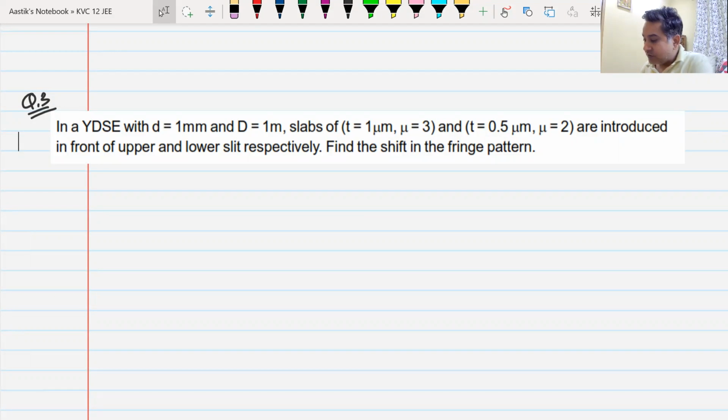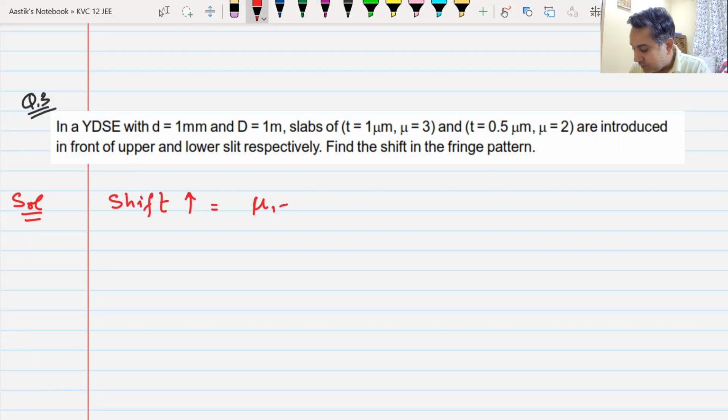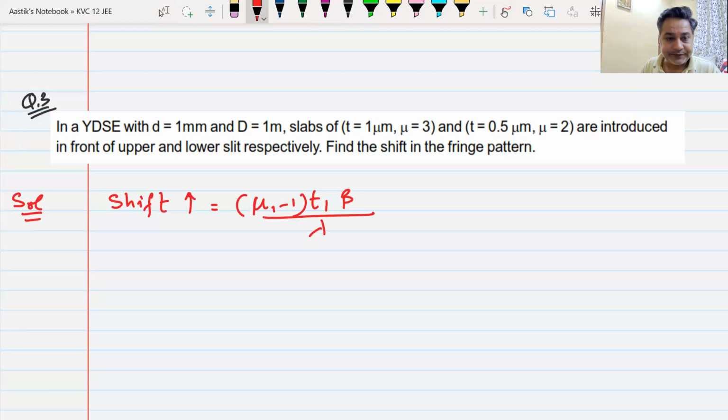So how are you supposed to do this? Let us say how much will it shift upwards. Upward is this one. Let me write the full thing. Shift upwards equals mu1 minus 1 into T1 beta by lambda.